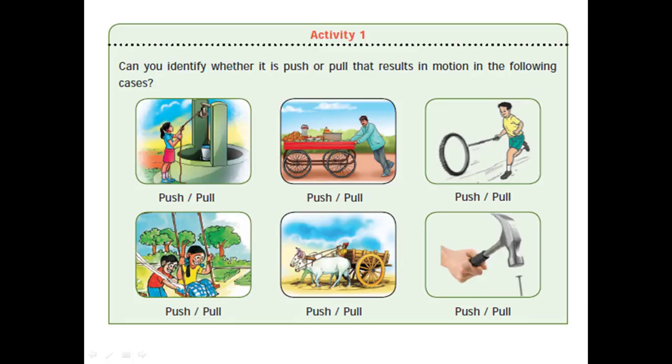Activity 1. Can you identify whether it is push or pull that results in motion in the following cases? See the first picture. A girl is pulling the water from the well. A vendor is pushing his cycle. A boy is pushing the tire. A boy is pushing the girl in the swing. A man is riding a bullock cart where the bulls pull the cart. A man pushes the nail with the help of a hammer inside a place.